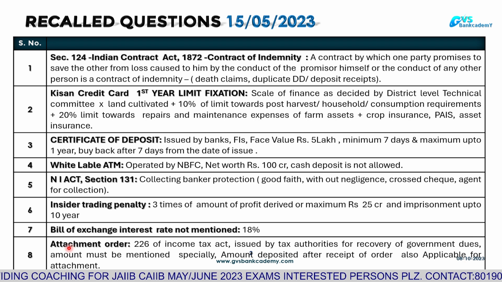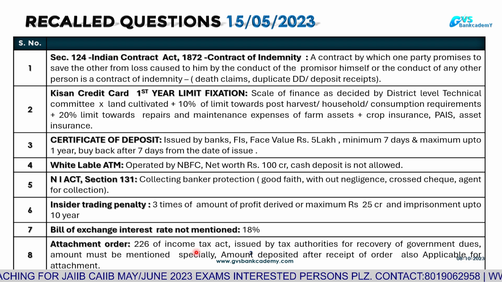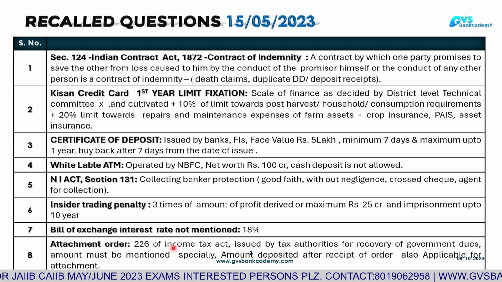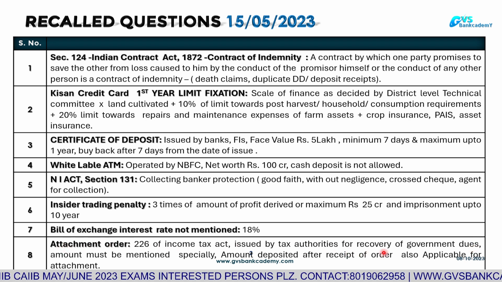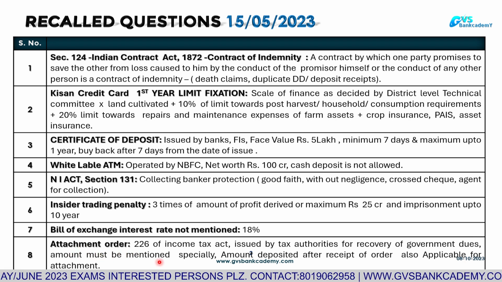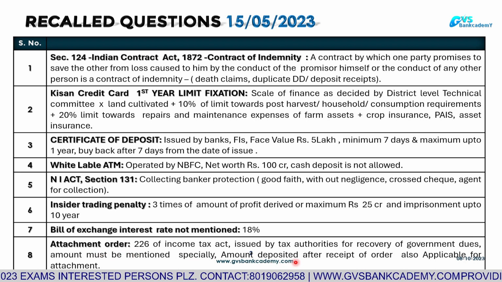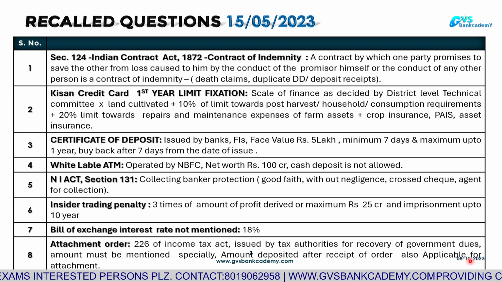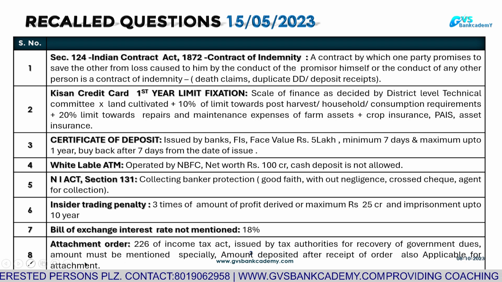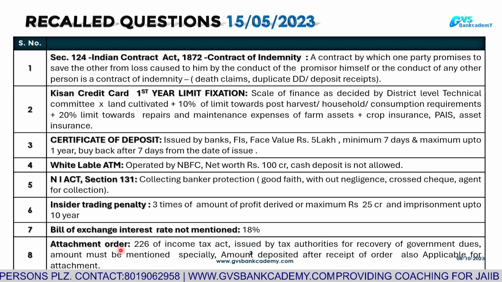Question 8. Attachment order means court, income tax, government dues. Section 226 of the Income Tax Act, it is issued by income tax authorities for recovery of government dues. Attachment order is always for recovery of government dues, and in that order they must mention the amount clearly, how much amount. Even amounts deposited after receipt of the order are also liable for attachment. Joint accounts we can also attach. Before the attachment order, the banker has the right to set off his own dues.